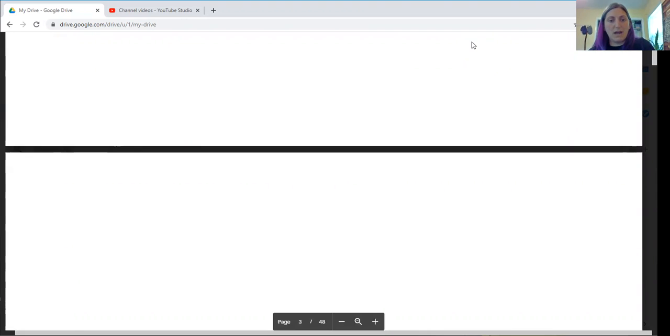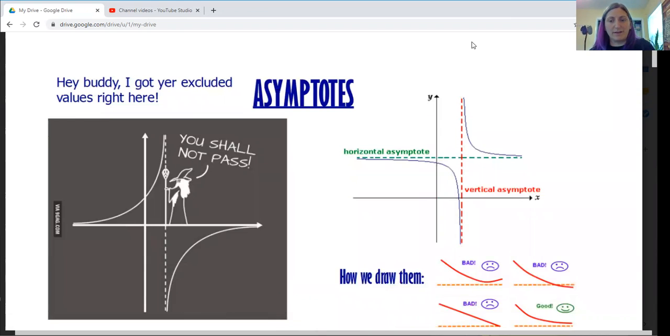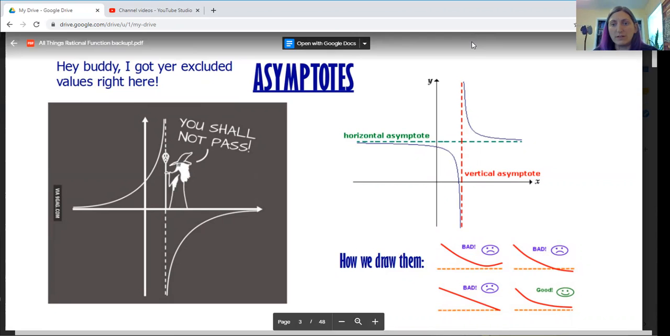White space. All right, now let's talk about asymptotes. Your excluded values turn into asymptotes, okay? Because remember, it's what x can't equal. So if it's what x can't equal, look at this right here.